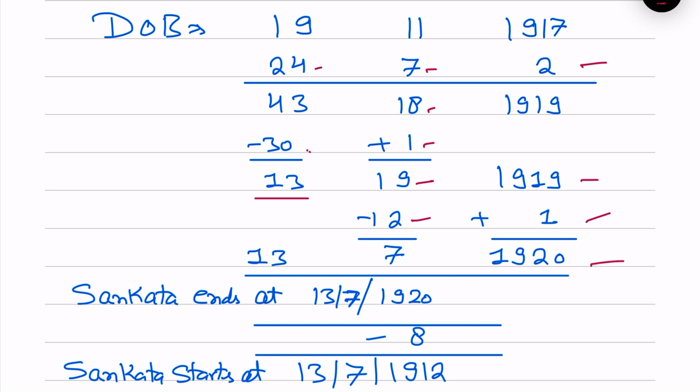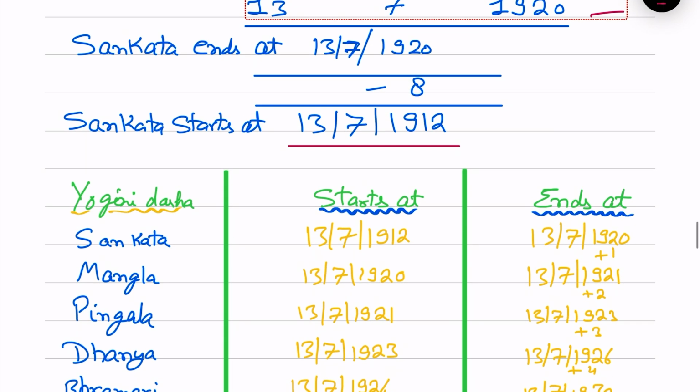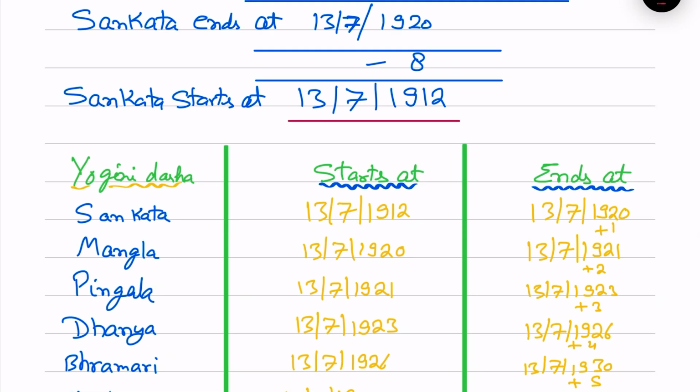So we can subtract 8 years from it, and we will get the starting date of this Mahadasha. So Sankata started on 13th July 1912 and ended on 13th July 1920. Based on the duration, we can calculate the start and the end date of the dasha. Whatever the end date is will be the start date of the next dasha. So Sankata is of 8 years, started at 1912 and ended at 1920.